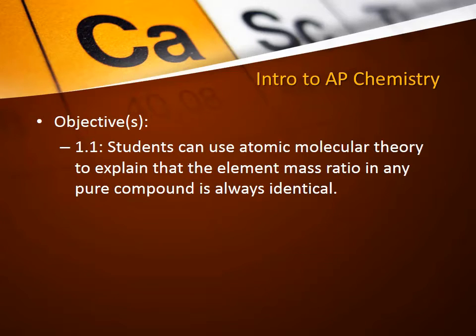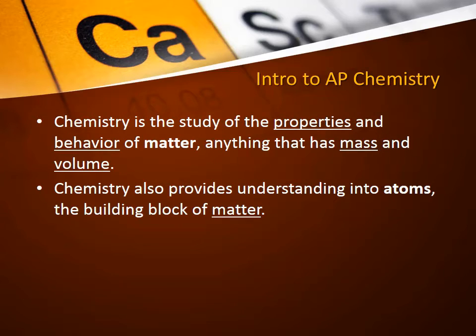So for our first section, we're actually examining objective 1.1, which is that students can use atomic molecular theory to explain that the element mass ratio in any pure compound is always identical. So let's start with chemistry.